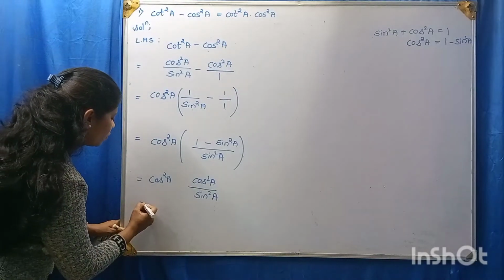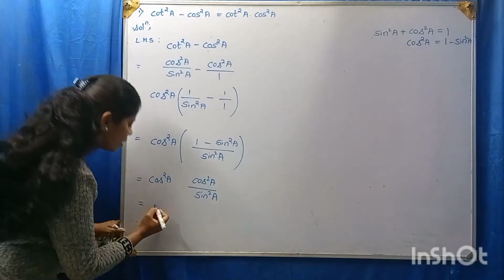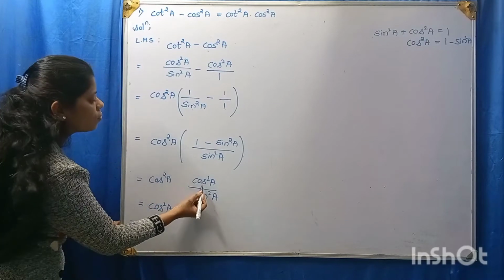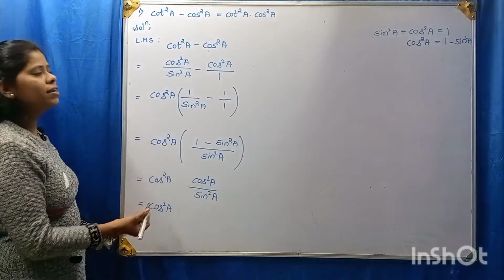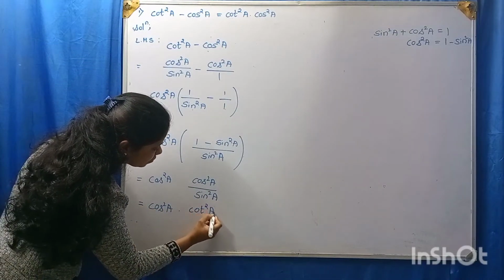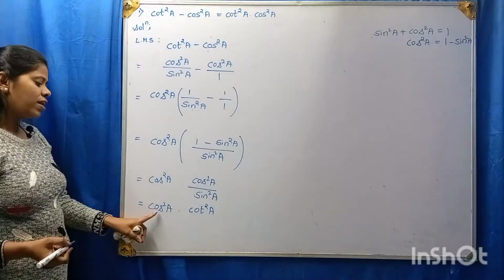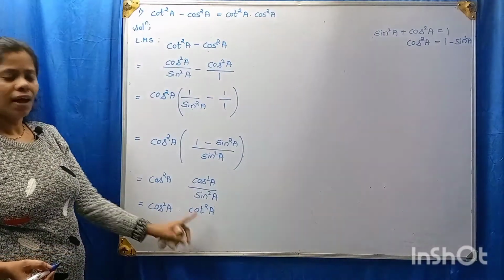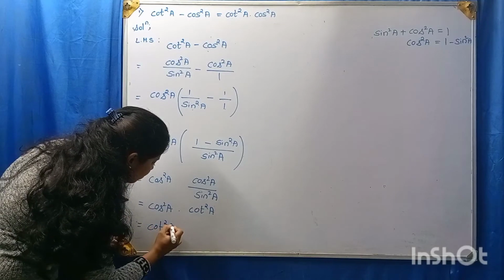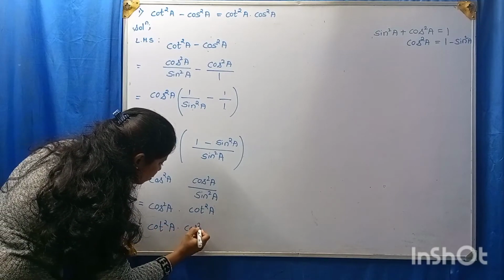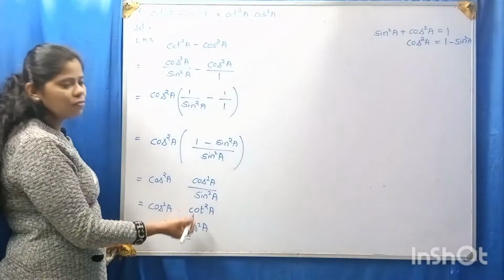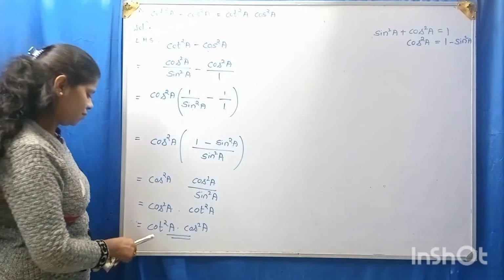Okay. Cos square A, let me write as it is, into cos square A divided by sin square A is cot square A. Cos square A into cot square A. I can write it as cot square A into cos square A, right? Because 2 into 1 is also same, 1 into 2 is also same.